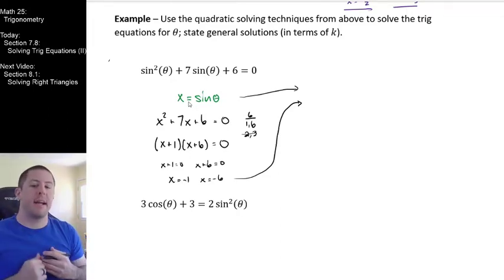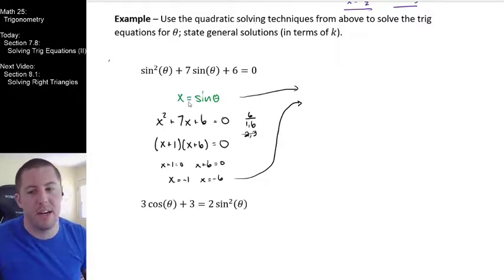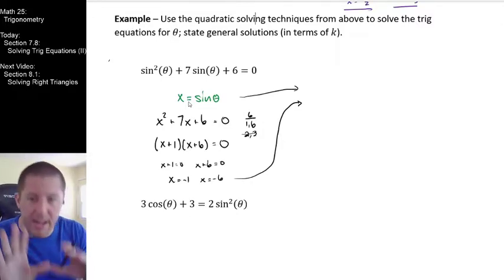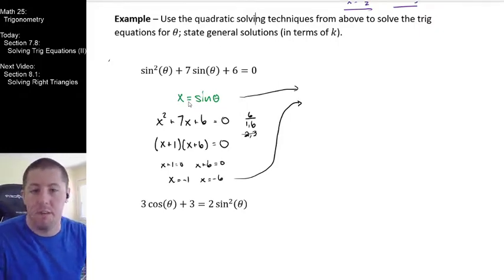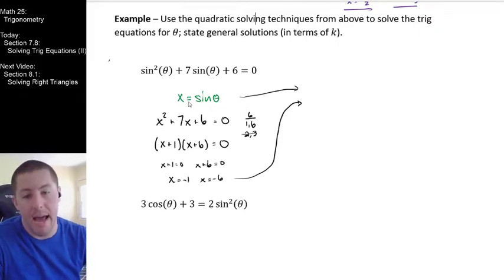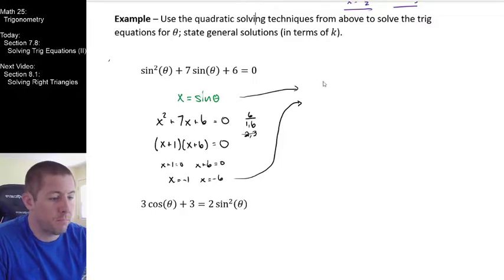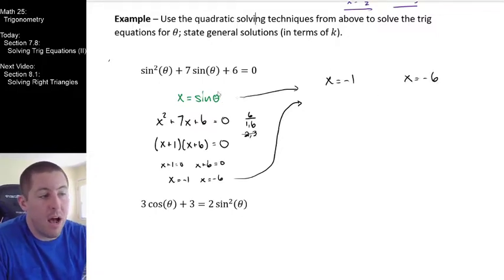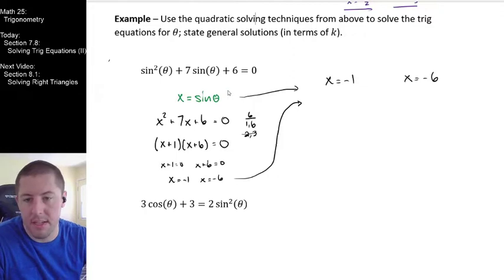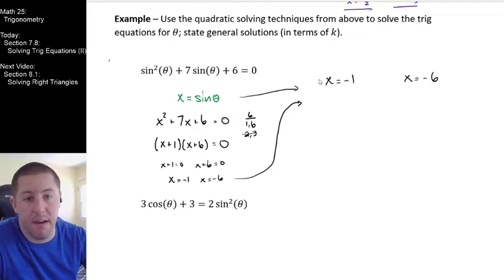Now I need to come back and say, okay, really this was actually a trig equation to get started. Let's bring in that trig component that we ditched off to the side earlier and finish solving the equation for theta, not just for x, right? So we have arrived at the solutions of x equals -1 and x equals -6. What I would now like to do is undo the substitution that we've done. x is the same thing as sine of theta, and my goal was really to find theta, not to find x, right?